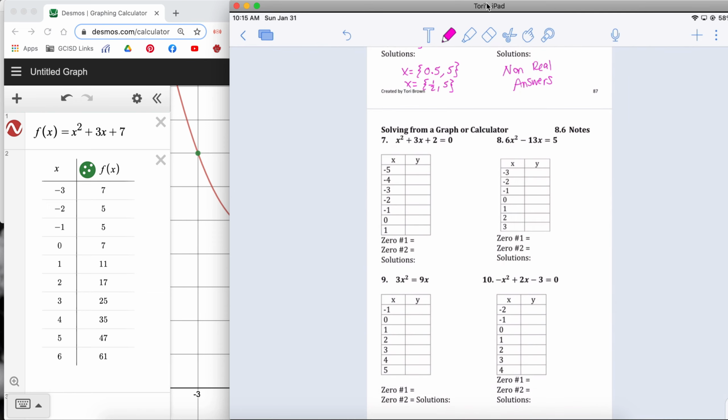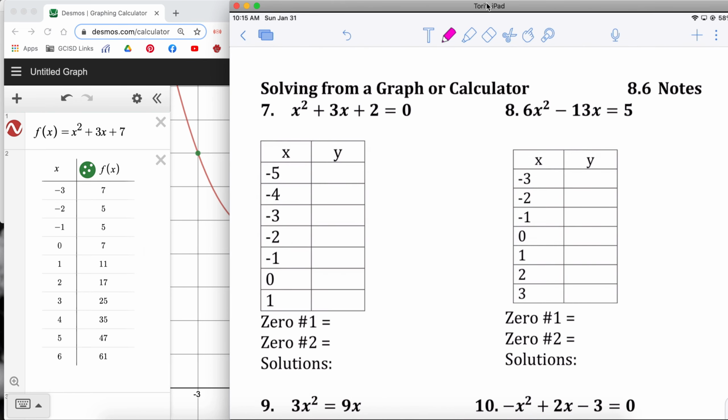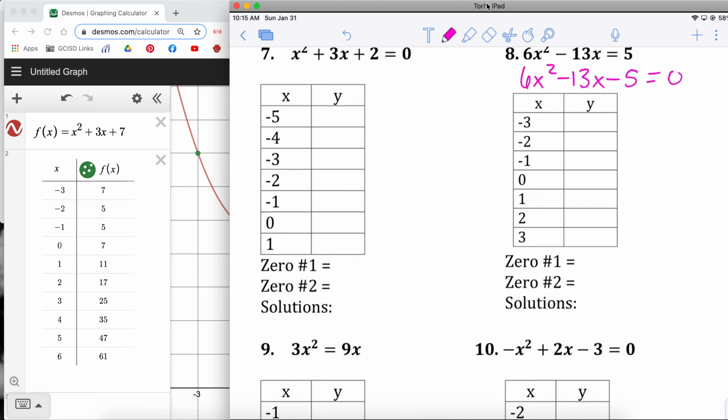All right, go into the back. First thing I'm going to do, remember you have to make it equal 0 first. So number 7's already done. Let's do 8 while we're at it. So 6x squared minus 13x minus 5 equals 0. Remember, you can always pause the screen if I'm going too fast.